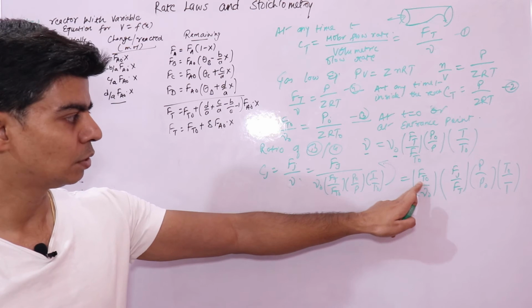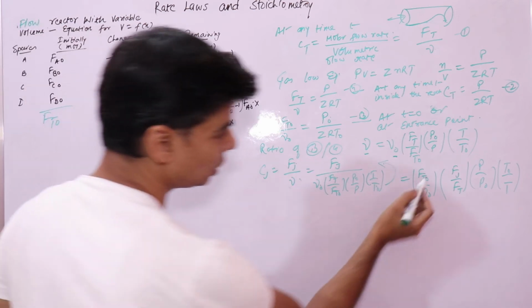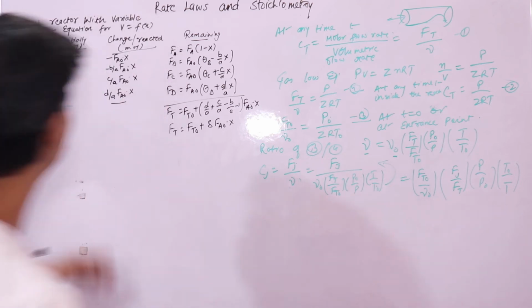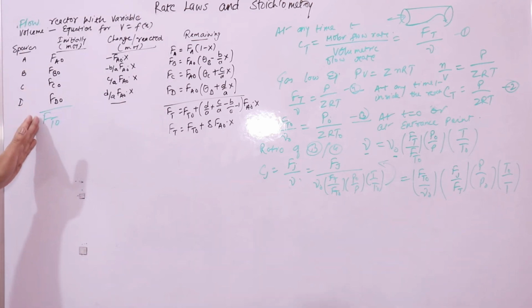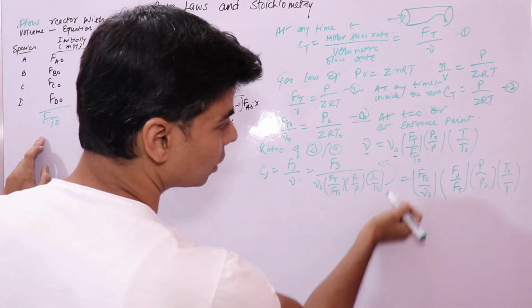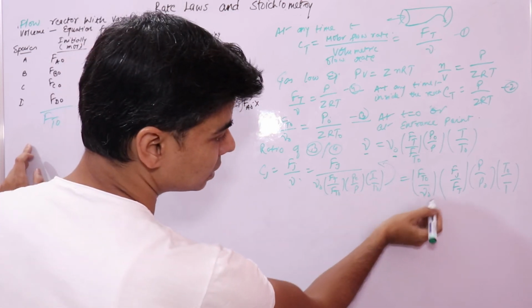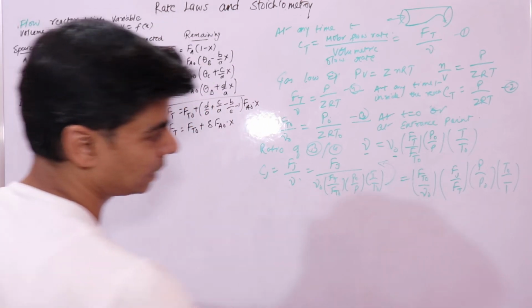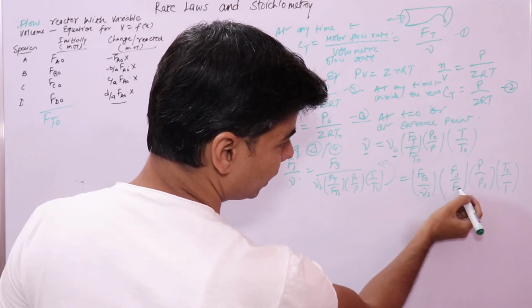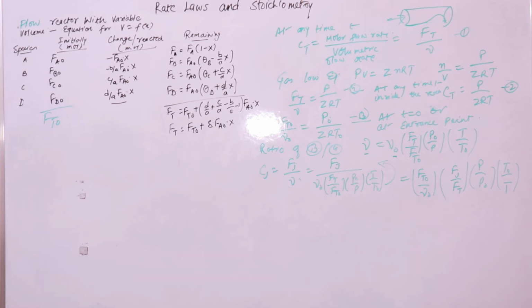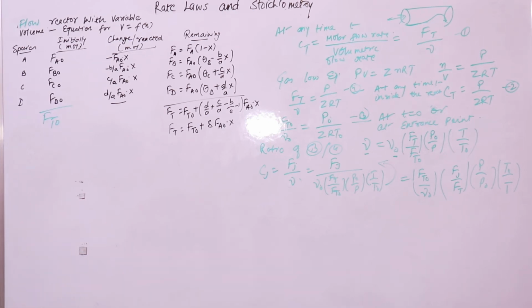So this is your CT0, your initial total concentration. Ft0 is the total molar flow rate, this is your initial molar flow rate, this is your initial volumetric flow rate, and this is your flow rate at any time t for any species J.